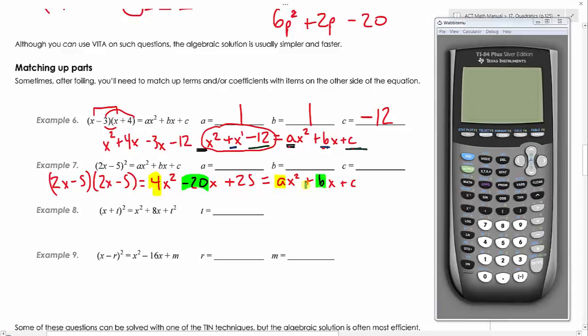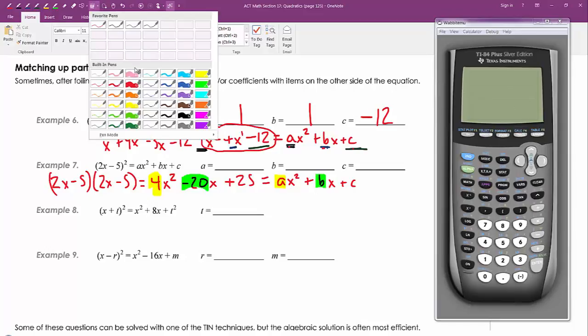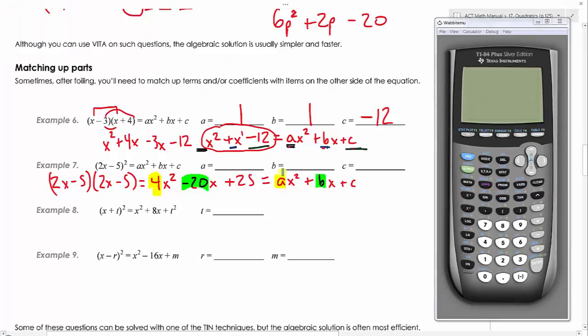And then I'm out of good highlight colors, so let me try something different here. That's ugly. Wow, those are ugly colors. Let's do this. Yeah, it's not too bad. So our C corresponds to the 25. So what I know is that my A is 4, my B is negative 20, and my C is 25.